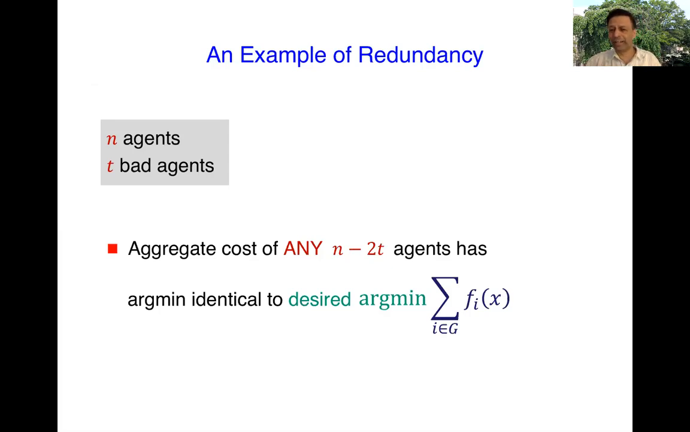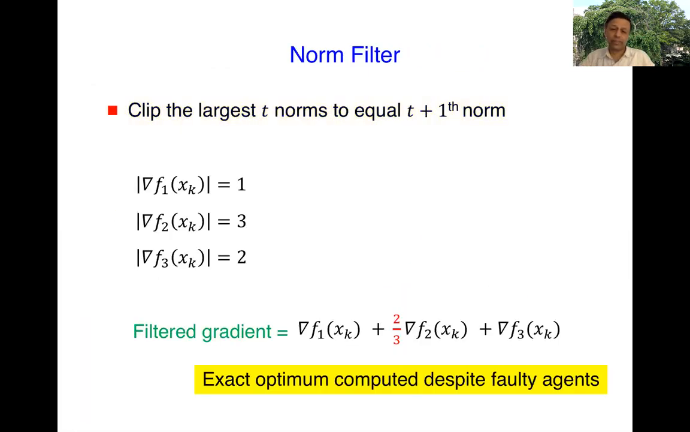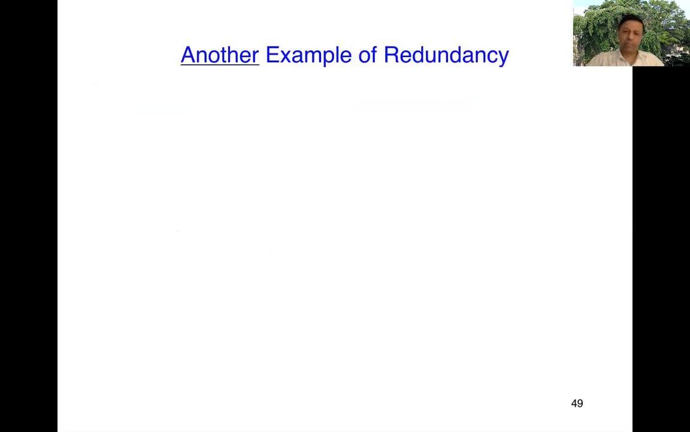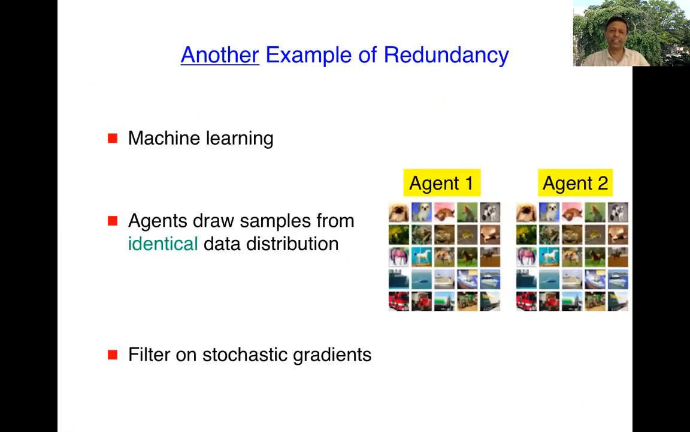This 2t redundancy condition is sufficient, as illustrated by the solution I just presented, but it turns out it's also necessary, meaning that if you want to truly solve the problem of minimizing the global cost function over the good agents exactly, then you must have this condition true. If the condition is false, then the problem is actually not solvable exactly. The condition looks a bit stringent, but it's not necessarily difficult to achieve. If not exactly, then approximately.